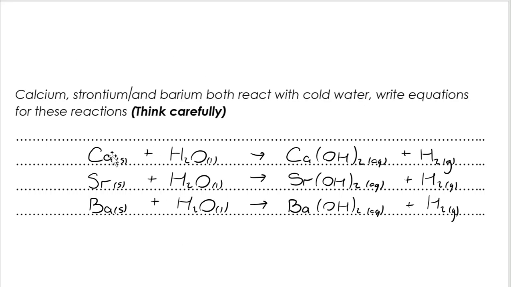So if you replace Ca, Sr and Ba with M, and you replace them here with M, what you find is that we've then got a general equation, just like we do with group 1.